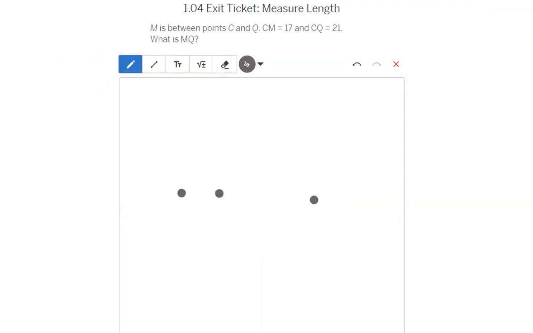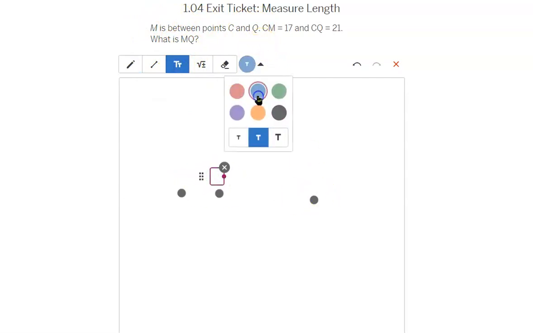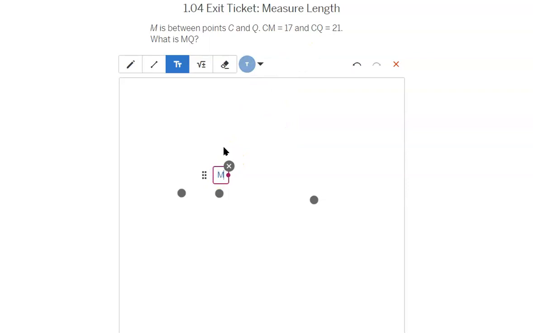Nice work there. All right, M is between points C and Q. Ooh, okay, so I've got 3 points set up already for us. We're going to say that M is between points C and Q. There's C, and here's Q. It doesn't tell us that M is the midpoint, so we know that it's not in the middle.